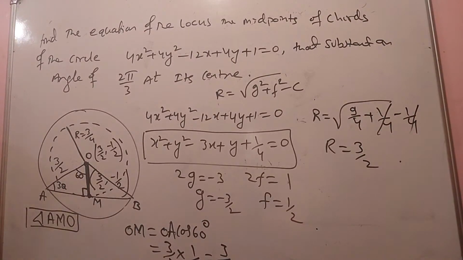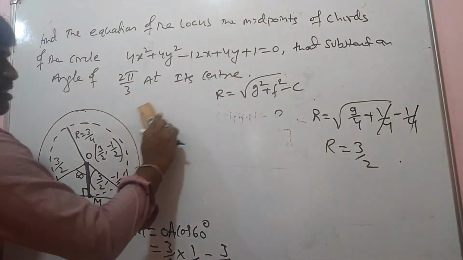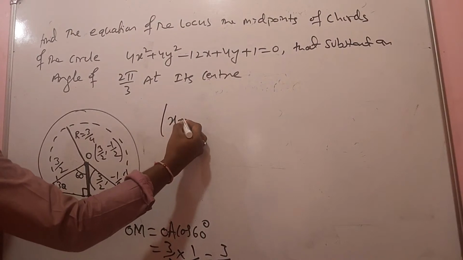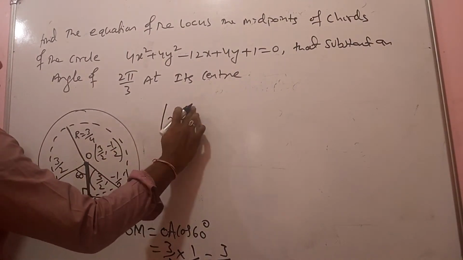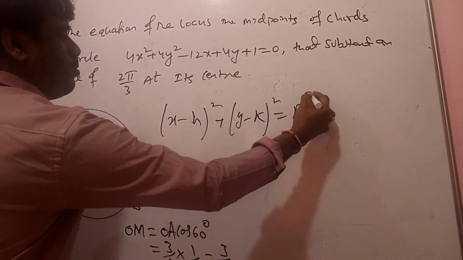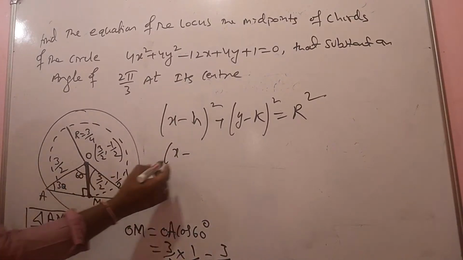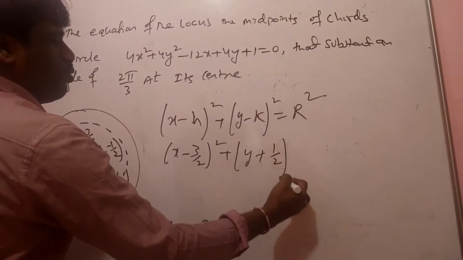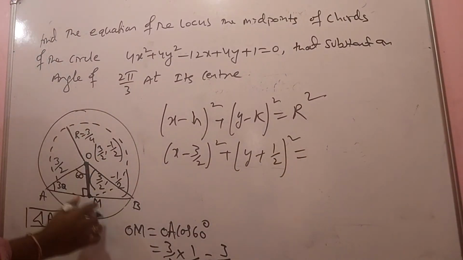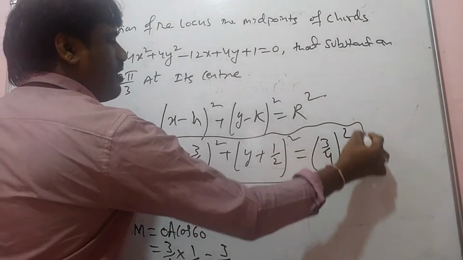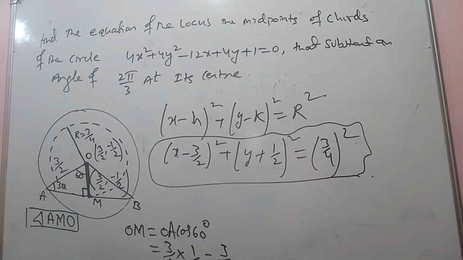So the answer we are going to get is x minus h whole square plus y minus k whole square is equal to r square. X minus center, here 3 by 2, whole square, plus y minus k, that is minus 1 by 2, whole square, is equal to r, which is 3 by 4, whole square. And this is your required answer.